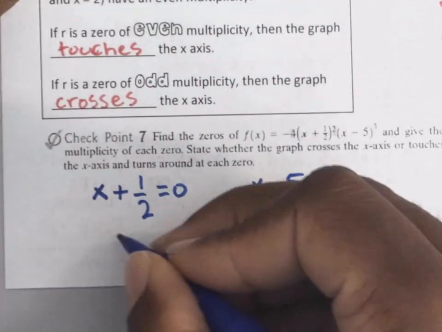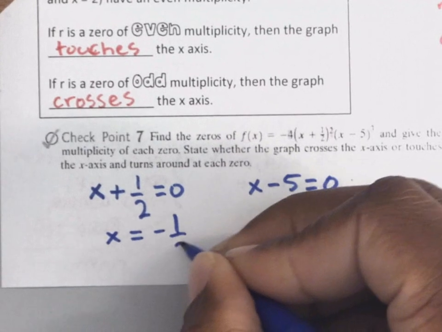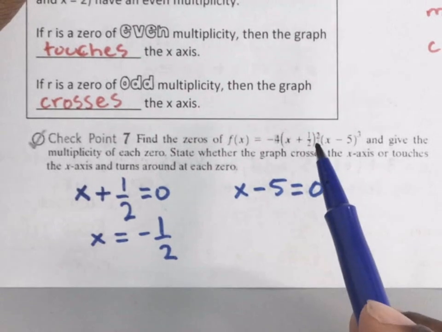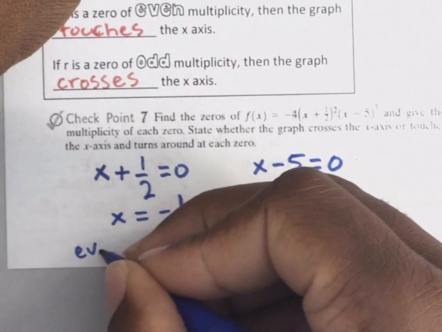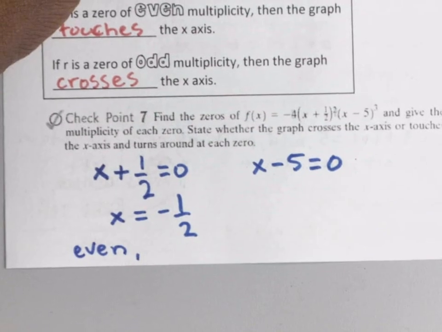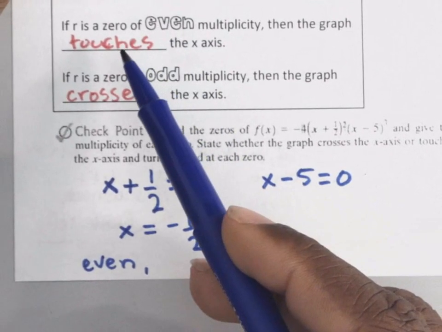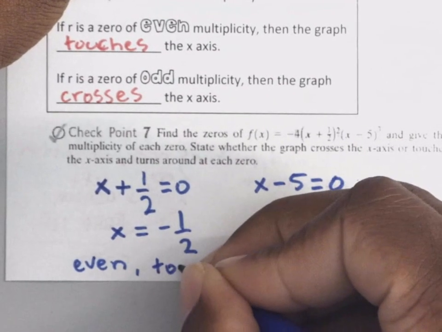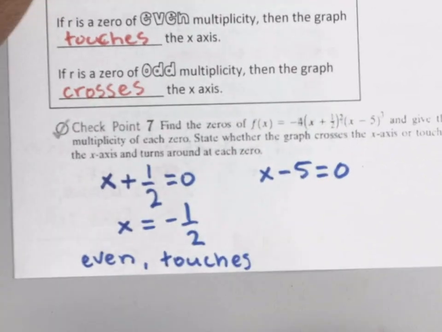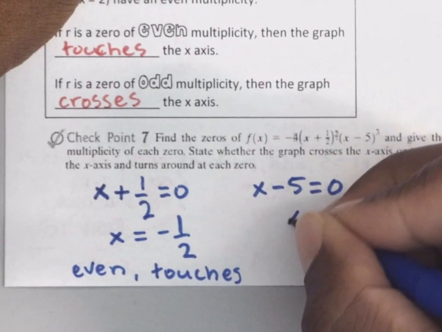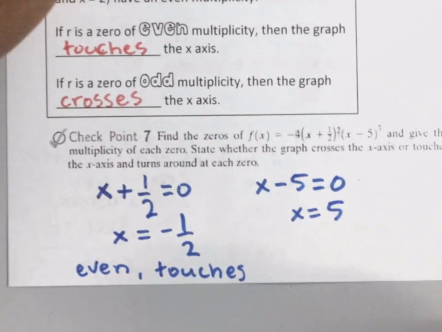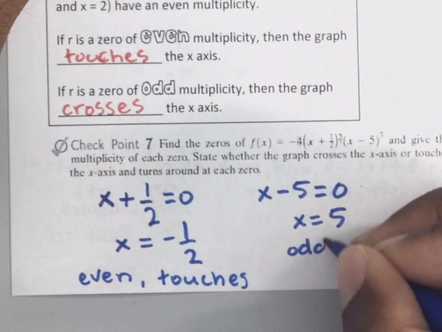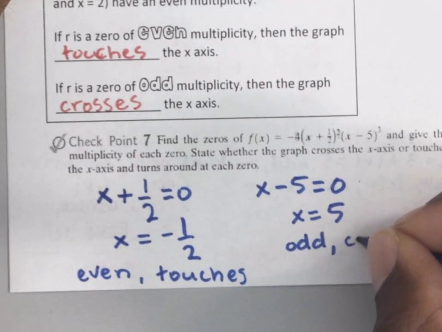Okay, here I subtract 1/2. How many times do we get this one as an answer? Twice. So even, which means it touches, right? But it won't cross. It just touches the x-axis and turns. Here I add 5. And we got this one how many times? 3, which is odd. So I know it's going to cross the x-axis here.